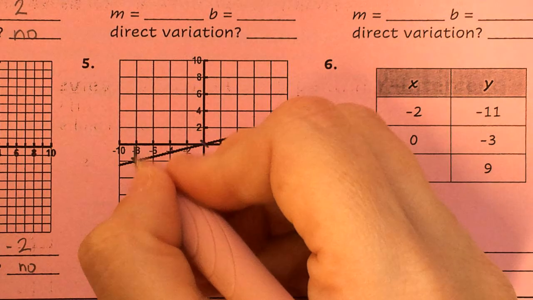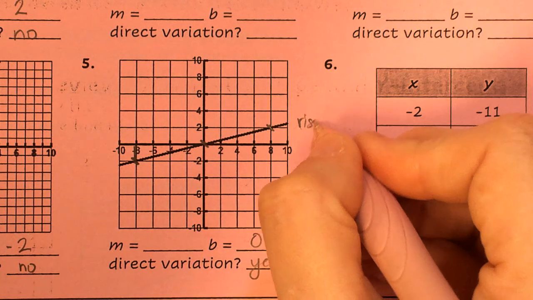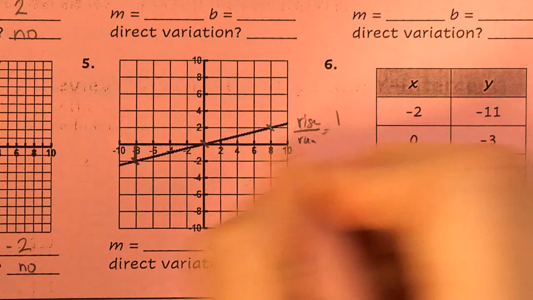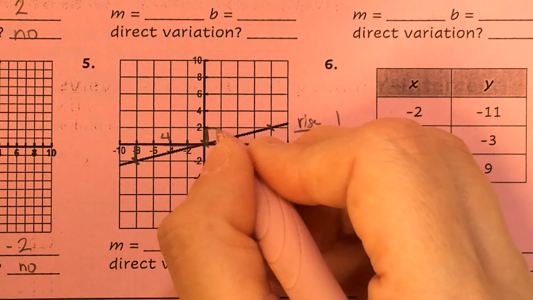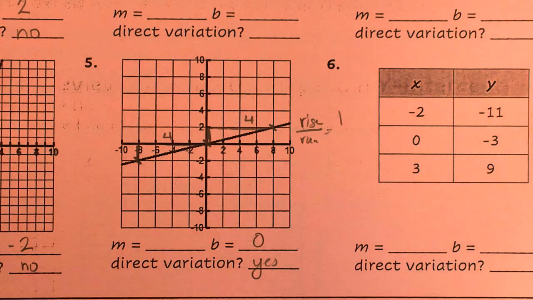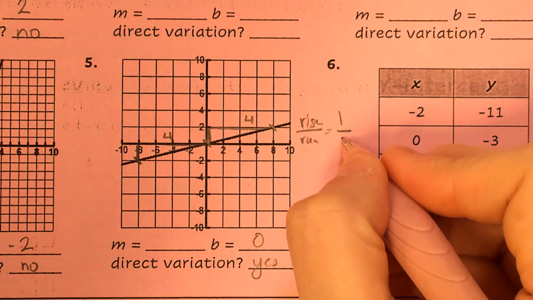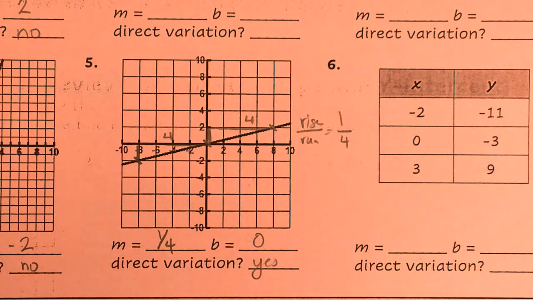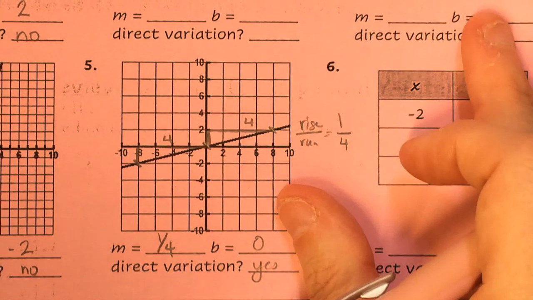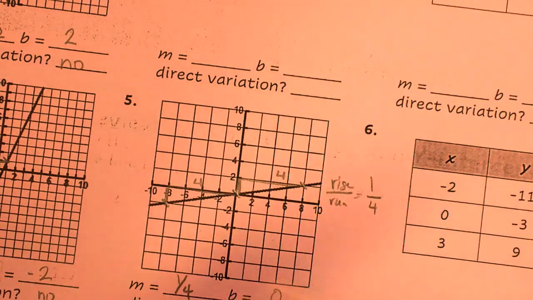So let's start back here. I'm going to rise 1, run 4. Let's try it again. Rise 1, 1, 2, 3, 4. That looks good. So it looks like my slope is rise is 1 over 4, which is 1/4. Could you have put 0.25? Absolutely. It would have been perfectly correct. Okay? So that's how we find rate of change, slope, y-intercept on a graph.